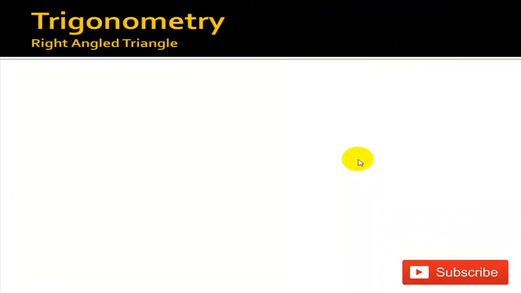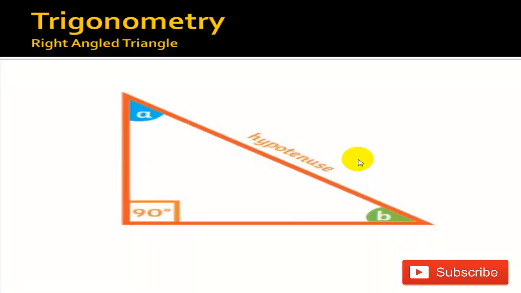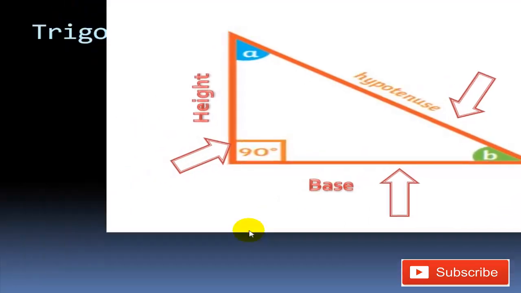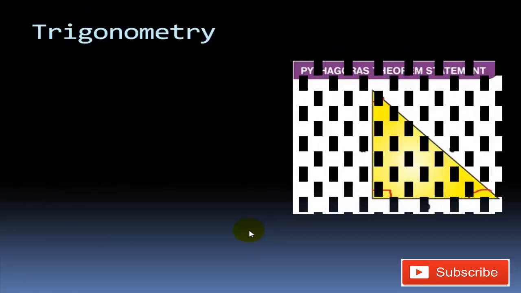A right angle triangle is one of the most important shapes in geometry and is the basis of trigonometry. A right angle triangle is one which has three sides, base, hypotenuse and height, with the angle between the base and height being 90 degrees. This is the 90 degrees. This angle is between base and height. But the question arises, what are these? Well, these are the three sides of a right angle triangle and generate the most important theorem, that is the Pythagoras theorem.